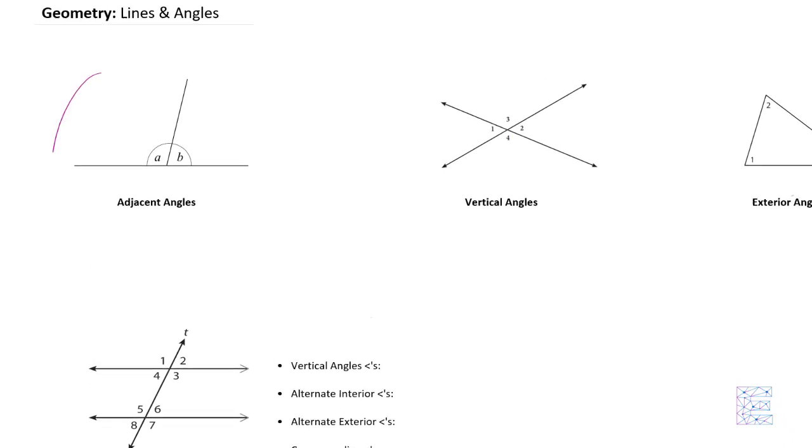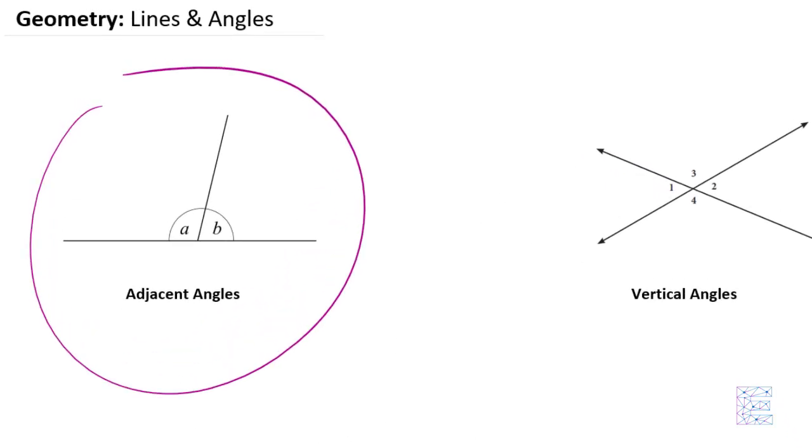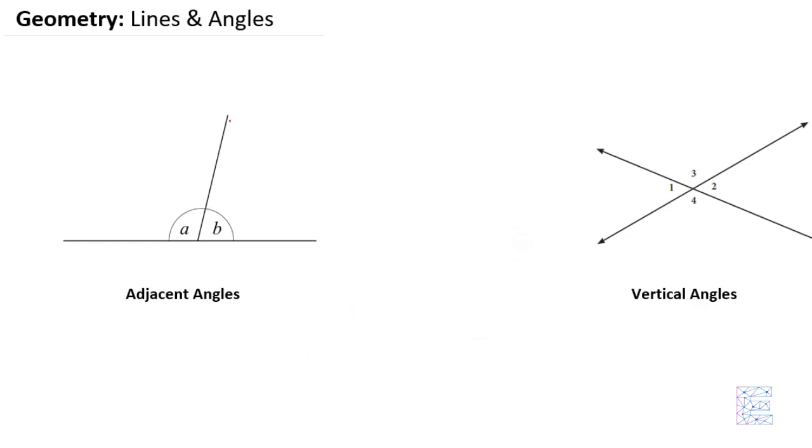First relationship we'll be looking at is called adjacent angles. That's when you have two angles that share a common side. So notice angle A and angle B share a common side, which is this line right here. Because they share a common side, we can say that they are adjacent angles. Further, angle A and angle B together form a straight line. When two angles form a straight line, we call them a linear pair. So angle A and angle B can be referred to as a linear pair.